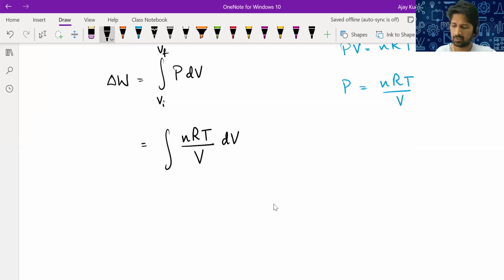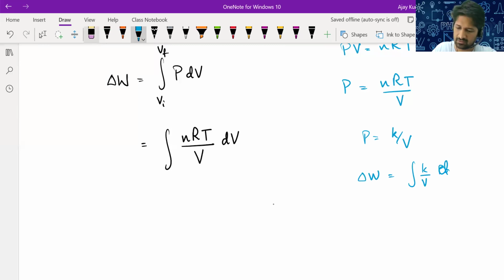Now, this is like one of the problems that we solved, I think, yesterday itself. I gave you pressure as some constant divided by volume and asked you to calculate work done. We did integral P dV. In place of pressure, we wrote K by V, and dV. K was constant, we kept it outside. Then it became K integral 1 by V dV. And integral 1 by V dV is ln of V, natural log of V. You can do the same thing here.